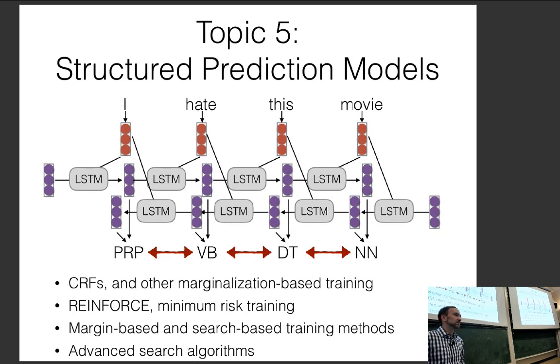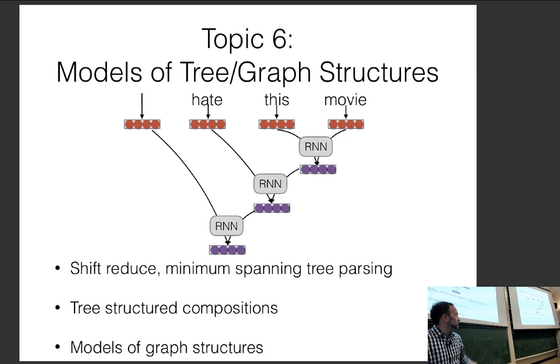Also structured prediction models. So how do we predict things with complex structure? How do we train models so that they're effective at predicting things with complex structure? So, sequence prediction, tree and graph prediction, maybe better training algorithms for text generation, for example. Trees and graphs is the next thing.